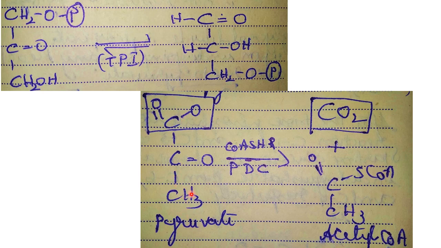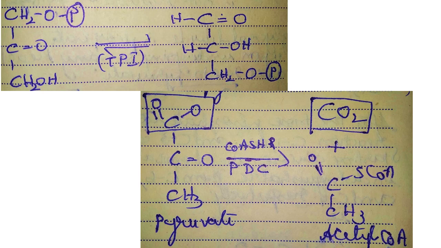This is pyruvate. Before entering the TCA cycle, pyruvate is converted to acetyl CoA and carbon dioxide is released. So this carbon atom is released as carbon dioxide. Now this carbon atom comes from this glyceraldehyde carbon atom, and I told you this carbon atom of glyceraldehyde is derived from either the 4th or the 3rd carbon of glucose.